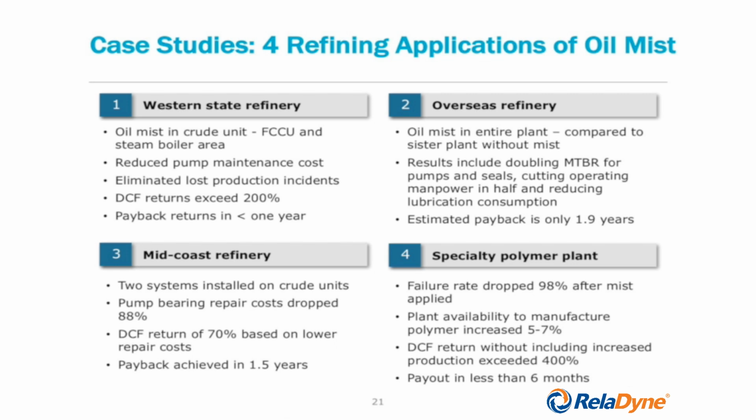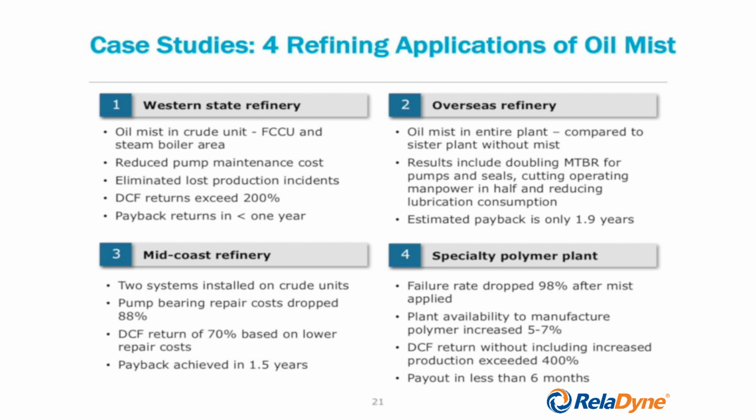We're dealing with a mid-coast refinery. We're talking here about the US Gulf Coast, and 2 systems were installed on crude units. The pump bearing repair costs dropped by 88%. The discounted cash flow returns were in excess of 70% because the repair costs were fewer and because the repair expenditures, the manpower expenditures, were also lower. And there the payback achieved was approximately 1.5 years.